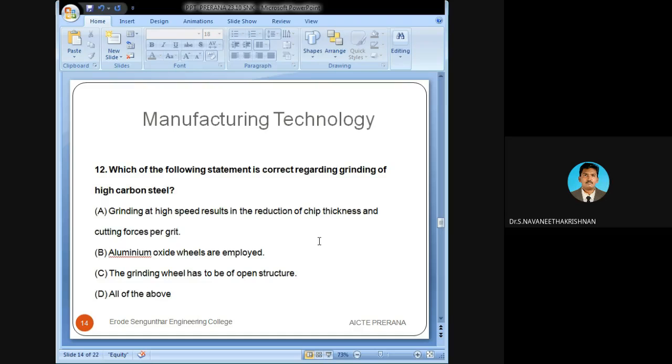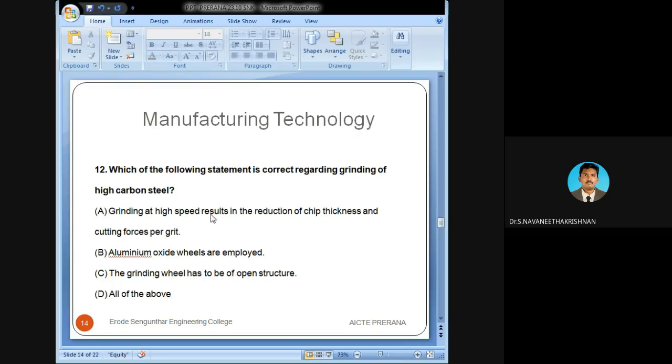The question is, which of the following statements is correct regarding grinding of high carbon steel? Option A is grinding at a high speed results in the reduction of chip thickness and cutting forces per grit. Option B is aluminum oxide wheels are employed. Option C is the grinding wheel has to be of open structure. The fourth option is all of the above, meaning the above statements are all true.